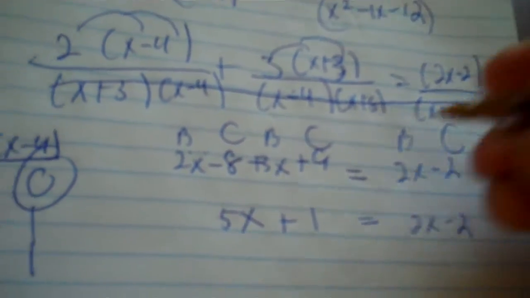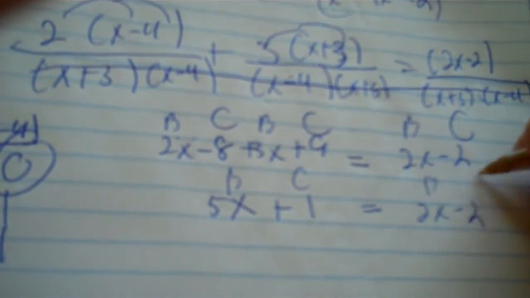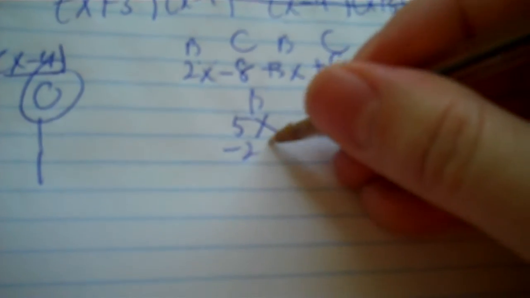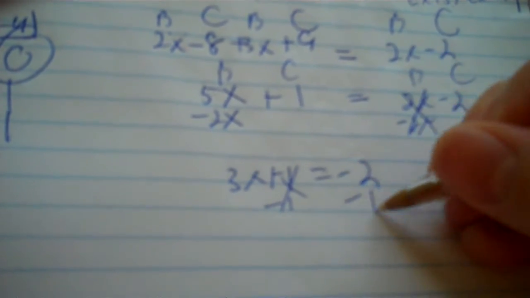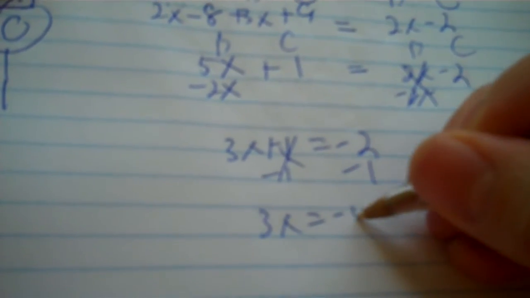Okay, your x's. You got b, c, b, c. Pick one of the b's to get rid of. Get rid of that one. That'll become 3x plus 1 equals negative 2. Then I minus 1. Divide by 3 and I get negative 1. Okay, one more.